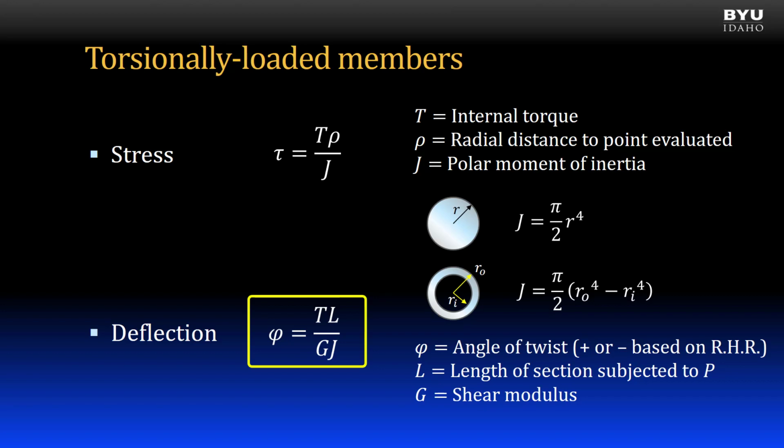Like the axial deflection equation, the angle of twist equation has internal load, a torque, length, a material property, G, the shear modulus, and a cross-section property, J. An evaluation of units will yield that they completely cancel out in this equation. The units, therefore, are radians, an angle of twist.